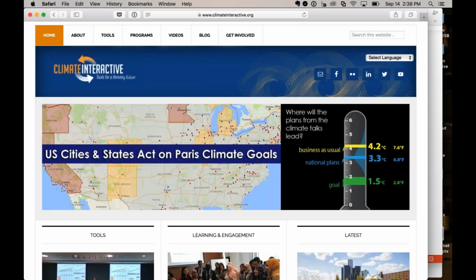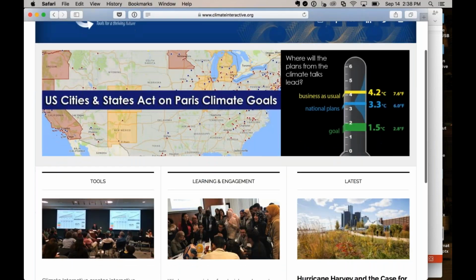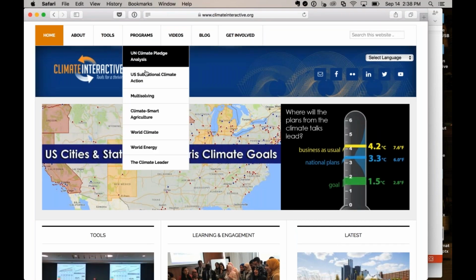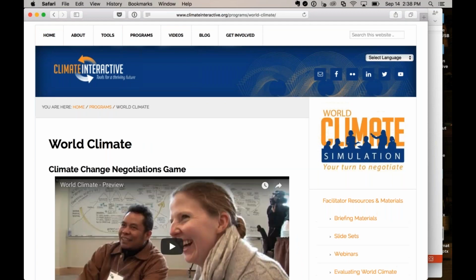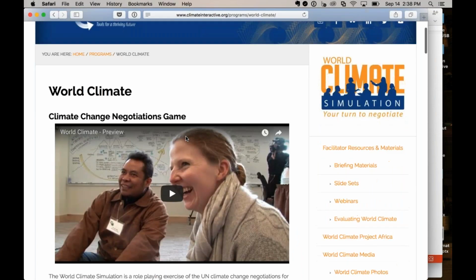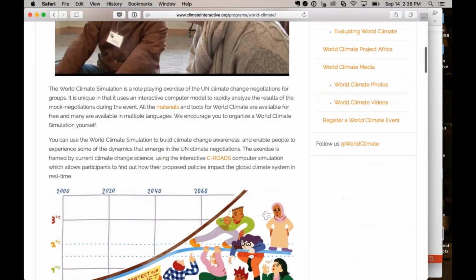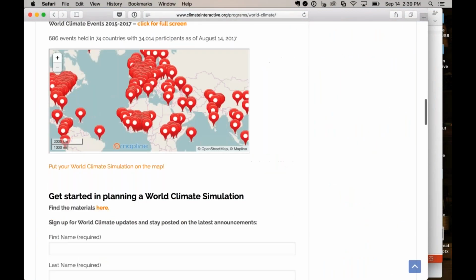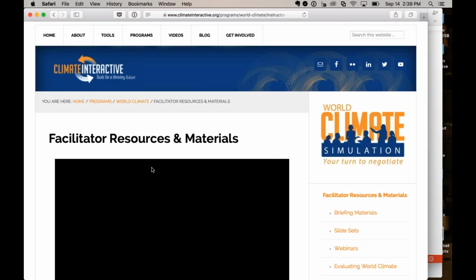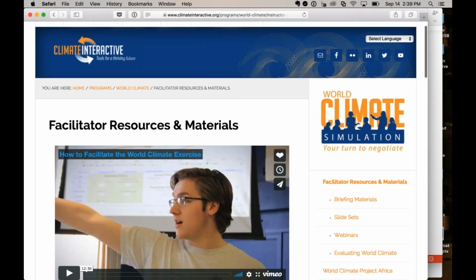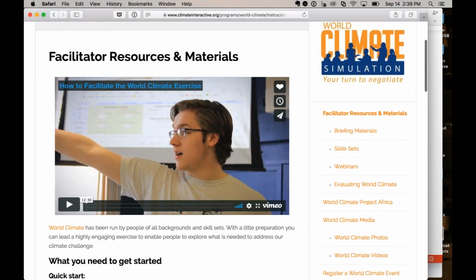So if you go to climateinteractive.org, here's our homepage, and you can go up here to programs, and then World Climate. And then on the World Climate Simulation page, over here on the right hand, it says Facilitators, Resources, and Materials. You can also find this if you scroll down here, to get to the Facilitators, Resources, and Materials section.